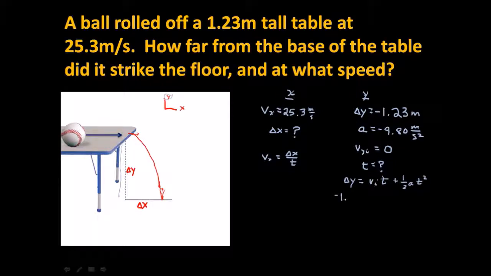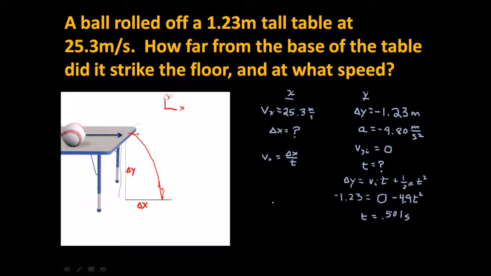Negative 1.23 equals, well, this is kind of nice. The initial y velocity is 0, so I can just put a big fat 0 there. Plus 1/2 times negative 9.8, that's minus 4.9 t squared. And when we solve that, we get that t is equal to 0.501 seconds. Here's the key to the problem. Although the movement in the horizontal direction and the movement in the vertical direction are independent of each other, there is one thing that links them together.